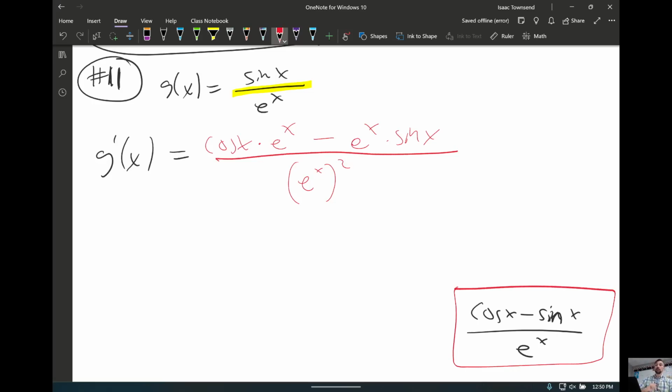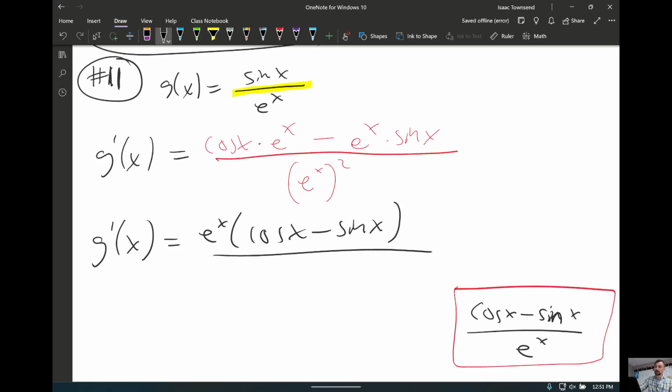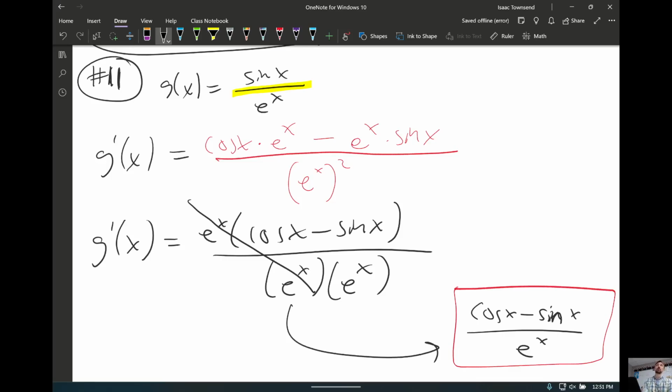And then it looks like you could do two things to simplify it from where we're at to what we need it to be. Both of these terms had an e to the x, so you could factor e to the x out front, GCF. And then e to the x squared means e to the x times e to the x. So this can cancel out that, and then you come out to that answer.